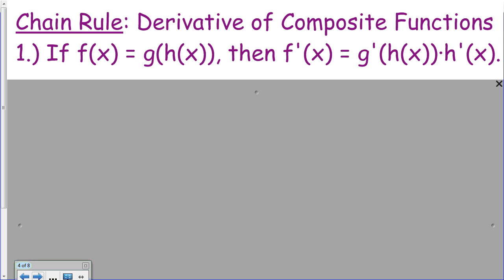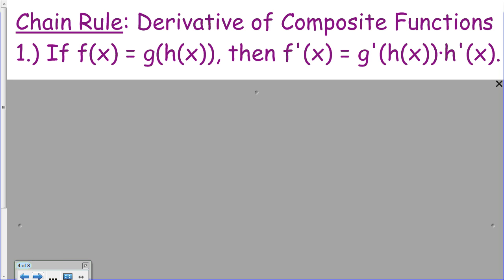So we don't call this composite rule. We call it chain rule. There's a reason why, and we'll see why it's called chain rule. But chain rule is for finding the derivative of composite functions. Now there's two ways to write this down, and we're going to write it down both ways. One way is this first form that uses function notation. The second way uses the notation that we just used to find the derivative of that example.